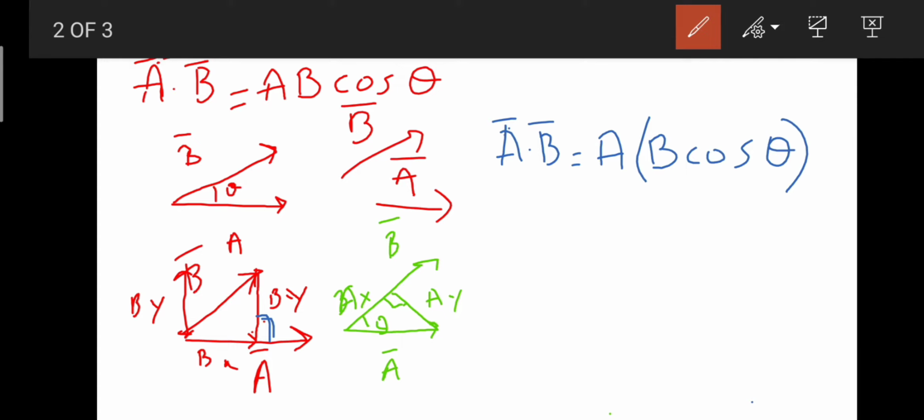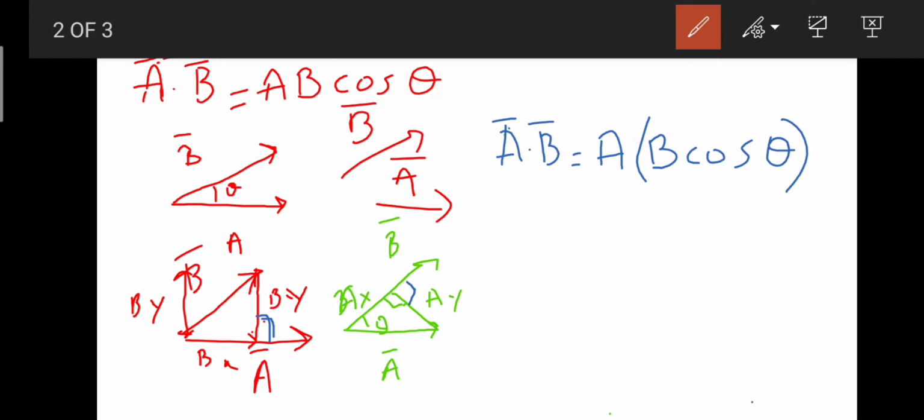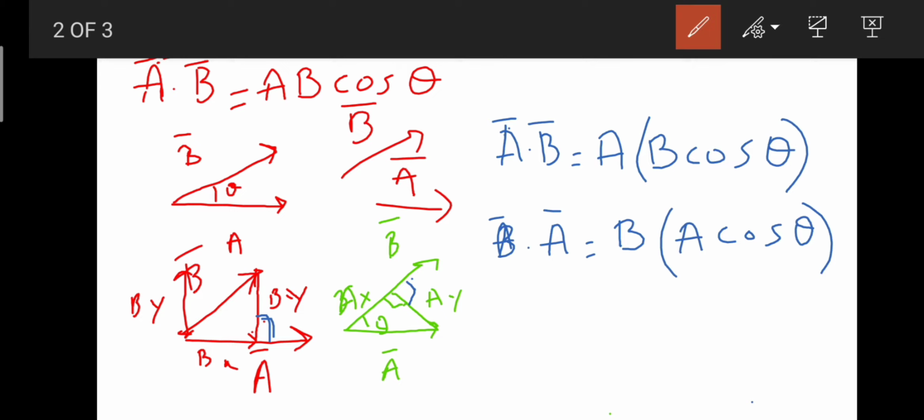So these are the two components of a, and now we see that the ay component is making an angle of 90° with b, so this component is not going to work. The component which is in the direction of b is basically ax. So if I want to write the equation, I can write a dot b, or you can simply say b dot a, it is equal to b itself and the component of a in the direction of b, which is basically a cos theta, or the projection of a in the direction of b.